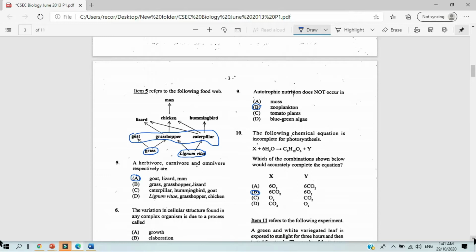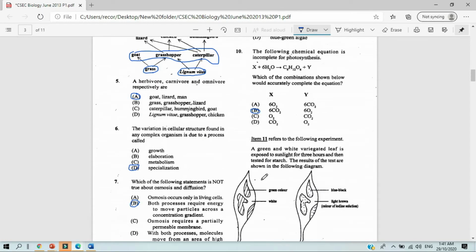Let's move on to question number 6. Question number 6, the variation in cellular structure found in any complex organism is due to the process called, we could call it cell differentiation or cell specialization, where cells actually grow into performing specific functions, as we would have had the nerve cell, the sperm cell. All of those would have been examples of specialized cells. So our answer here is going to be D, specialization.